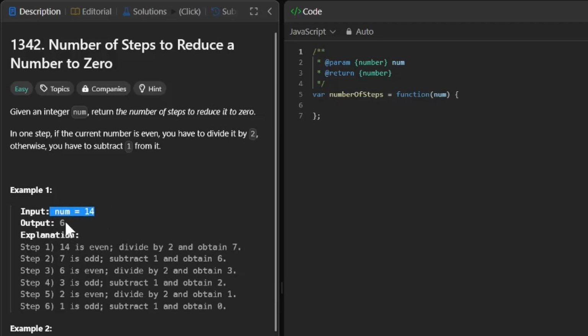Number 14, output 6. 14 is even, divided by 2 to get 7. 7 is odd. If it's even, divide by 2. If it's odd, subtract 1. If it's even, divide by 2. Odd, subtract 1. Step 6. 1 is odd.